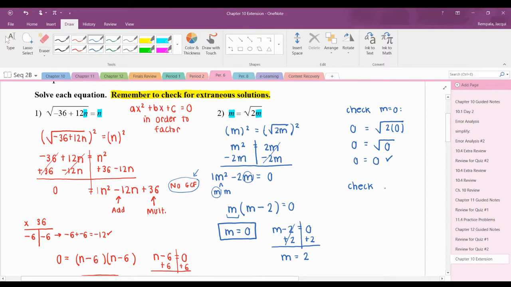So I'm also going to check, does m really equal 2? So once again, I'm going to have to plug 2 into both of those m's in my original equation. So 2 equals, I want to know, does that really equal the square root of 2 times 2? So underneath the square root, 2 times 2 is 4. If I put the square root of 4 in the calculator, this one works out as well. We get that to equal 2, so that means I can circle this one as well. We do have two answers here.